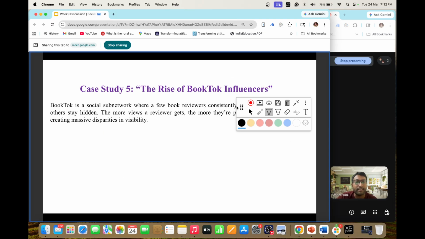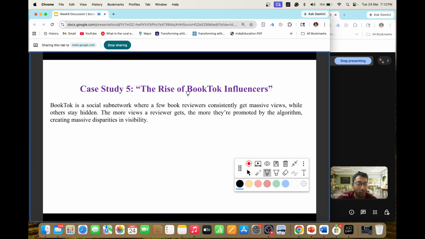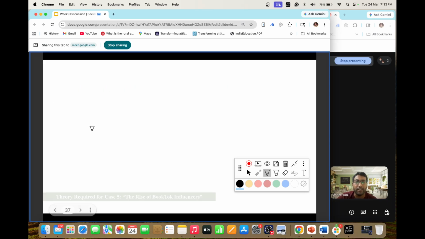Case number 5 is the rise of BookTalk influencer. We have this social network known as BookTalk. BookTalk is a social sub network where a few book reviewers consistently get massive views while others stay hidden. The more views a reviewer gets, the more they are promoted by the algorithm, creating massive disparities in visibility.